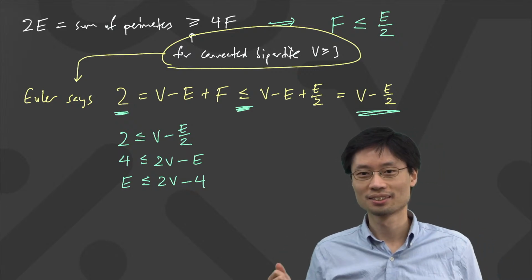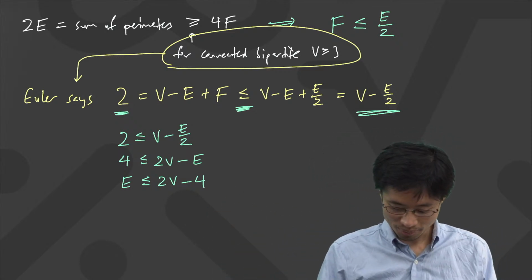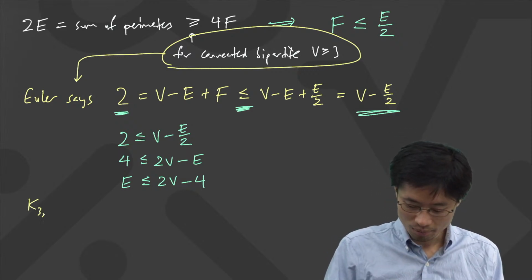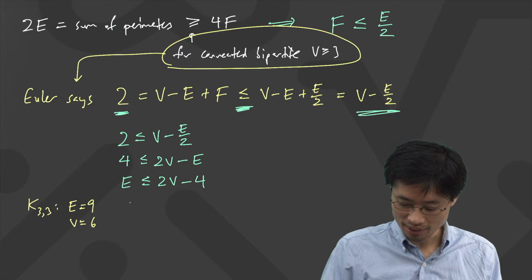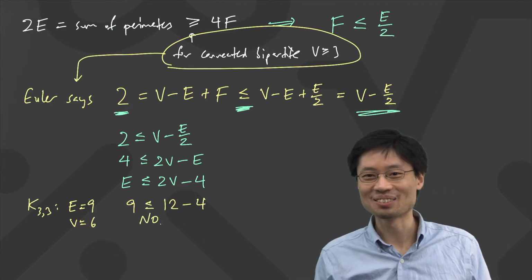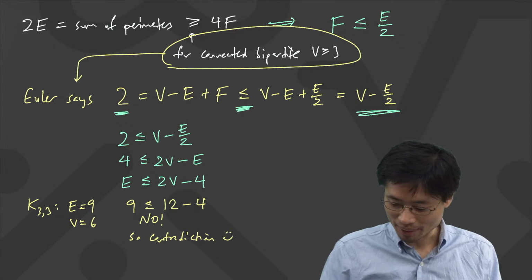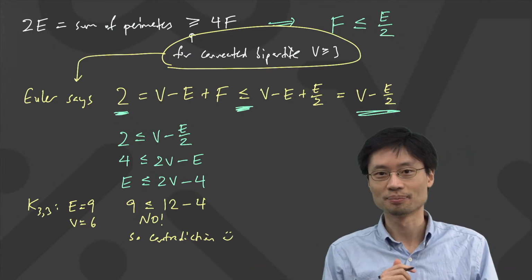Is this cool so far? We've just used the same idea again, where we just said, hey, it's bipartite, so you can do this. Now what happens? Well, let's look at K33. The edges is equal to 9. The vertices is equal to 6. I have 9 less than or equal to 2 times 6, which is 12, minus 4. No! That's exactly what I wanted. That's a contradiction. And that makes us happy, because that shows us that K33 is not able to be planar either.